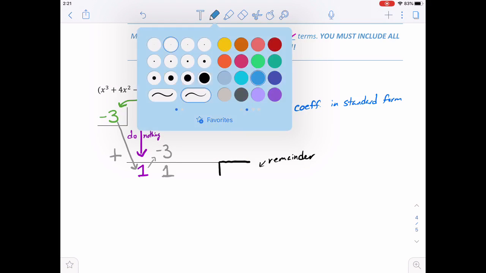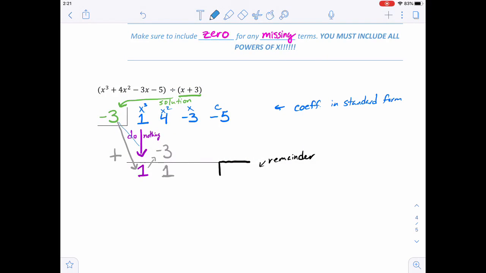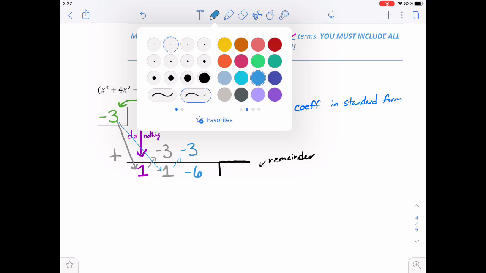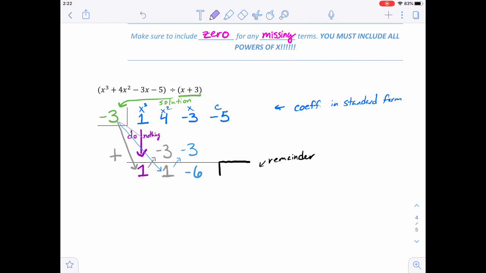We're going to do it again. Multiply. Negative 3 times 1. Put it up here. Negative 3. Add. Negative 3 plus negative 3. Negative 6. Do it again. Negative 3 times negative 6. That is positive 18. Watch your signs. Add. Negative 5 plus positive 18. Positive 13.